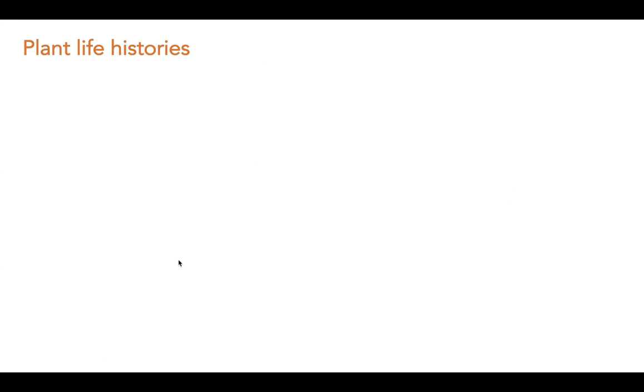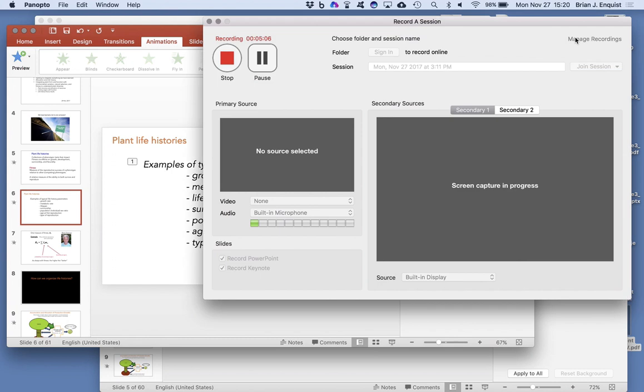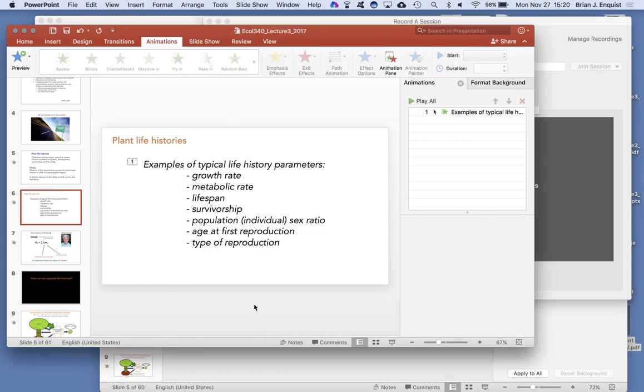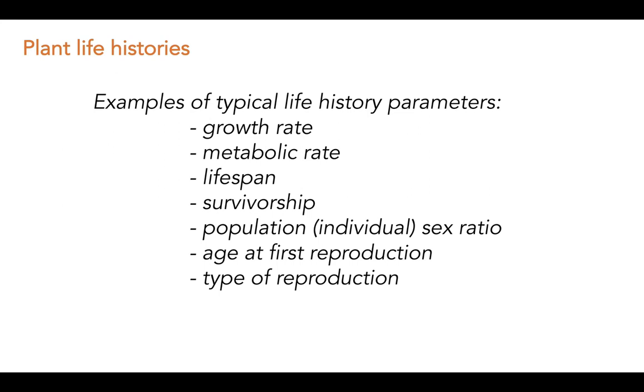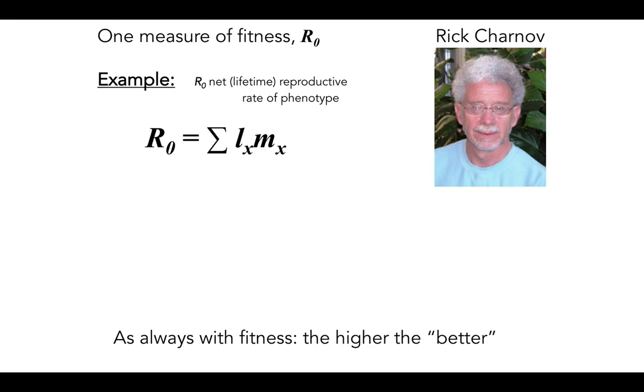So for today, remember, I have emphasized several aspects of plant life histories. Plant life histories can differ in terms of how we measure them. Sometimes we measure life histories, be that the growth rate of a plant, the metabolic rate of a plant, variation in lifespan, survivorship, the population sex ratio, age of first reproduction, and type of reproduction. These are all examples of plant life histories.